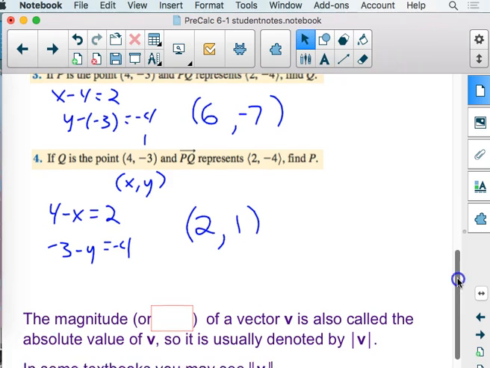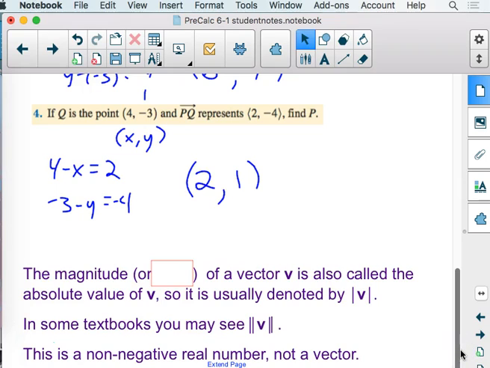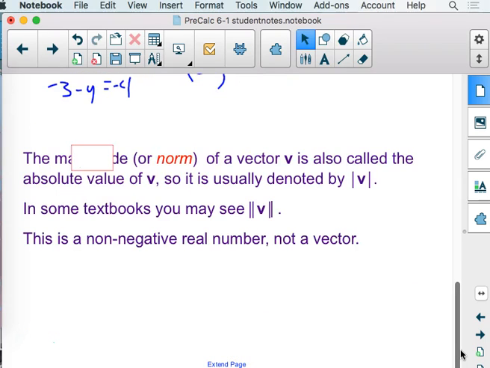Alrighty. Magnitude equals length. Oh, we can find that by the distance formula. So the magnitude or norm. Not many books are going to use norm. Most books will talk about it as magnitude. The magnitude or norm of vector B is also called the absolute value of B. Now that makes it confusing. I'm going to refer to it as the magnitude of B.